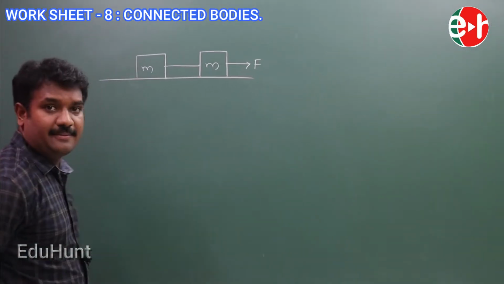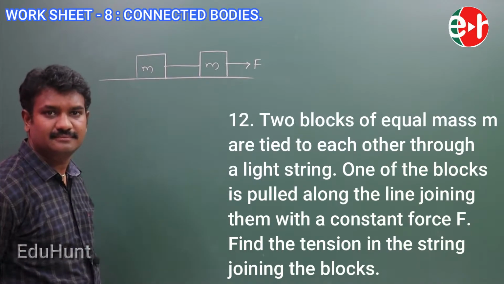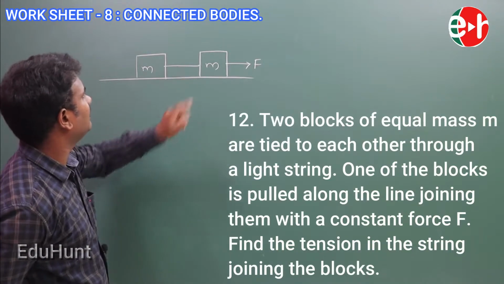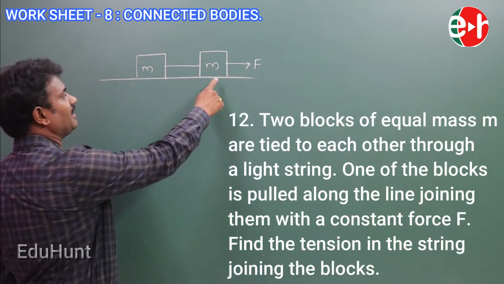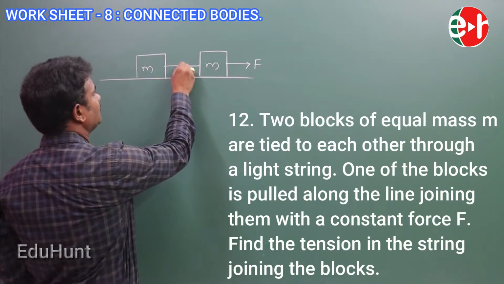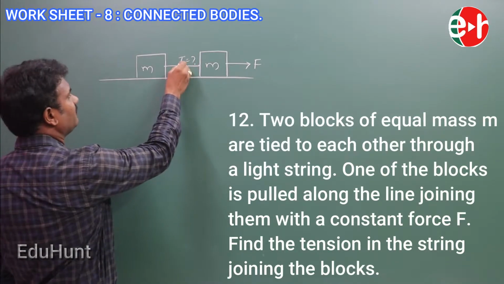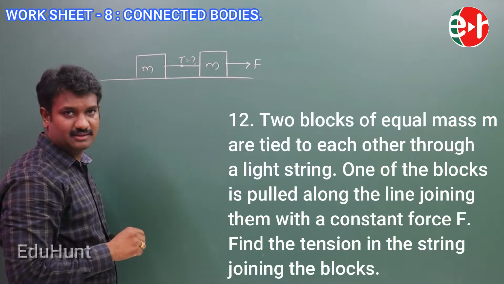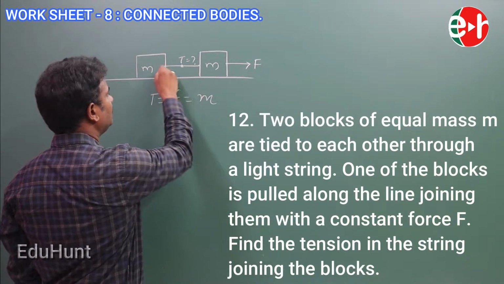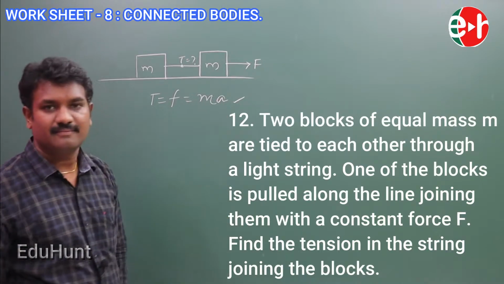See, in this problem, it is given that two blocks of equal masses, m and m, are connected with the help of a string, and one of the blocks is pulled with a constant force F. Now the question is, what is the tension in this string? T is equal to how much? Tension means a force applied on this block. So tension is equal to force acting on the block, which is mass into its acceleration. So our target is to find this acceleration.